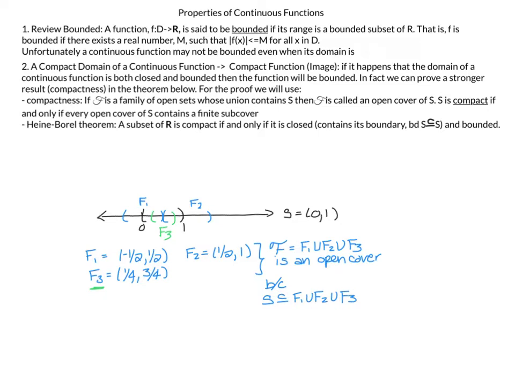And then, if you recall, S is compact if and only if every open cover of S contains a finite subcover. So in this case, F1, F2, and F3 is a finite subcover. So S would be compact. And then we have this handy theorem, the Heine-Borel theorem, that says a subset of R is compact if and only if it is closed, which means it contains its boundary, and it is bounded.